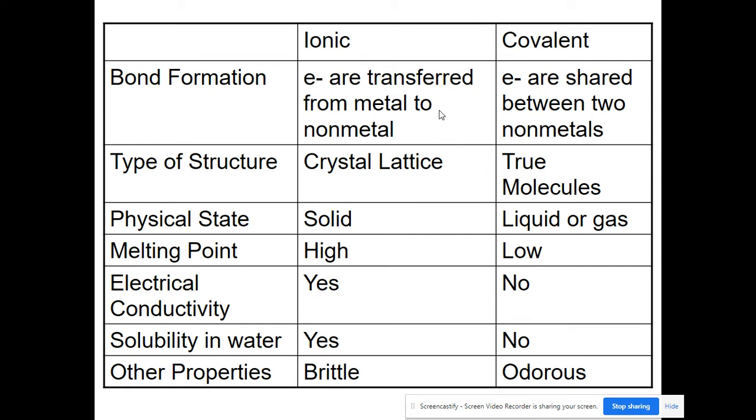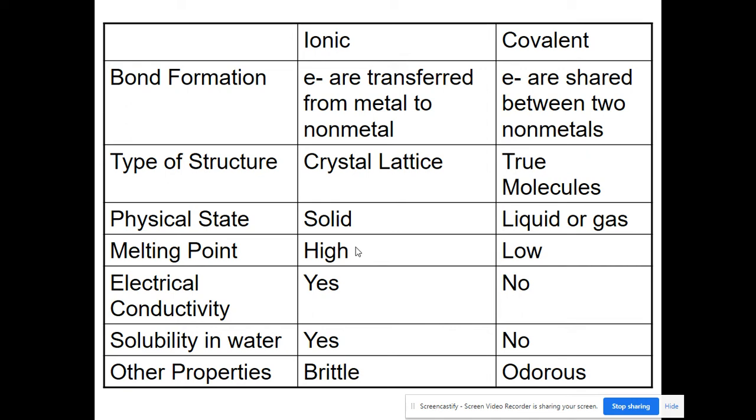So ionic, remember, they're transferred from metal to nonmetal. Remember, with covalent, they're being shared between two nonmetals. Remember, with ionic, we had a crystal lattice. With covalent, we have true molecules. Ionic compounds are typically going to be in a solid state. Covalent, however, can be a liquid or gas.